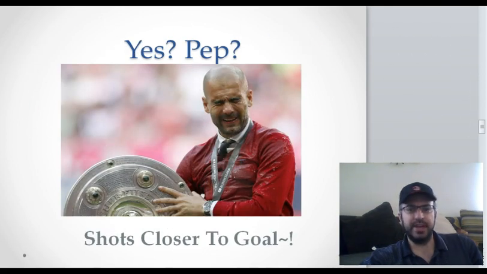So Pep's asking me, shouldn't you just take shots closer to goal? Isn't that a better way of doing it? Just like possession, you work the ball into the box, you wait for the right opportunity, and you take that high-value shot, the one that's likely to go into the net.